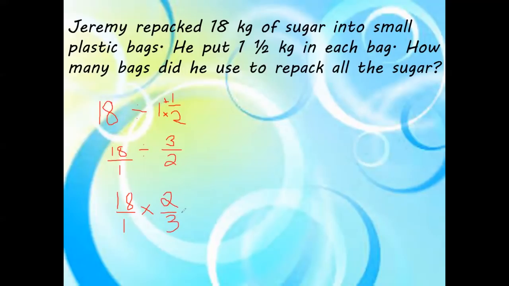Then you could now multiply. If you want, you could multiply numerator by numerator, denominator by denominator, or use cancellation to have a smaller number to multiply. Okay, so we could cancel 18 and 3 because they are both divisible by 3. So 18 divided by 3 would be 6. 3 divided by 3 would be 1. Now let's multiply. So 6 times 2 is 12. 1 times 1 is 1. So again, if a fraction has a denominator of 1, just remove it. So meaning, Jeremy will have 12 bags of sugar. Okay? Next, the last example.